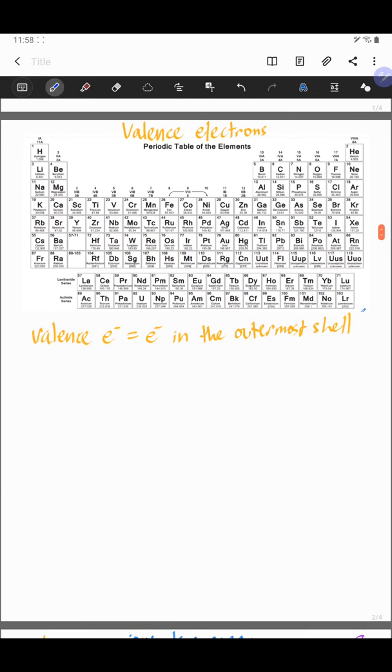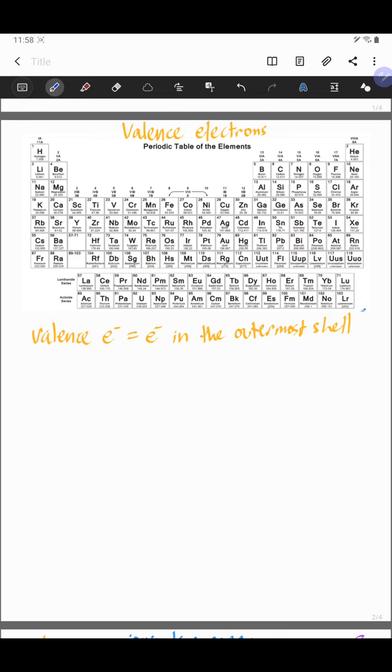So let's look at our elements. Let's start with these third row elements. So these third row elements are going to tell us third row. That means there's going to be 3 energy levels. And let's start with this first one, sodium.